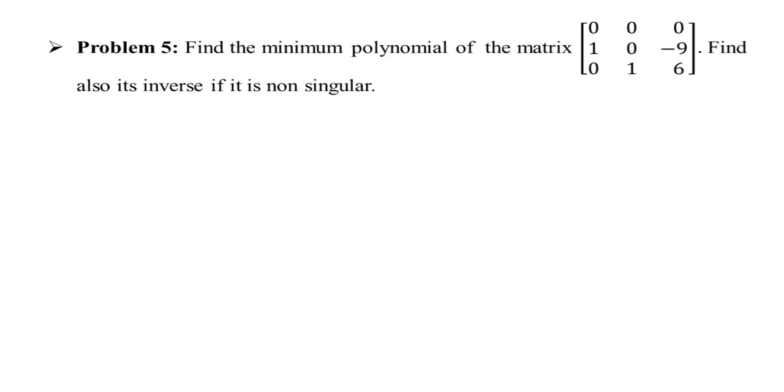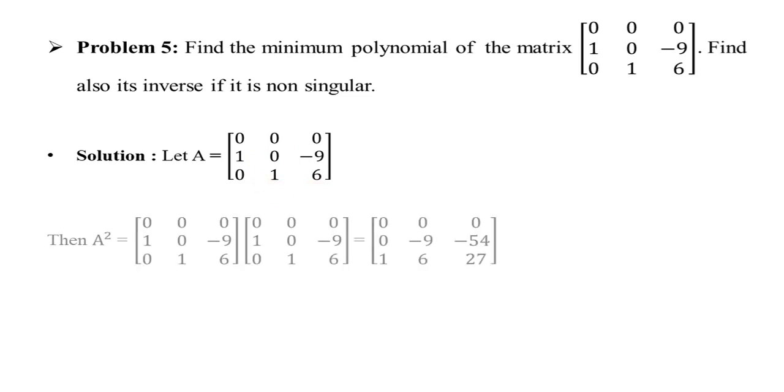Students, here we have a problem to find the minimum polynomial of the matrix 0, 0, 0, 1, 0, minus 9, 0, 1, 6. Find also its inverse if it is non-singular. Solution. Let A be the matrix 0, 0, 0, 1, 0, minus 9, 0, 1, 6. First we find A square.